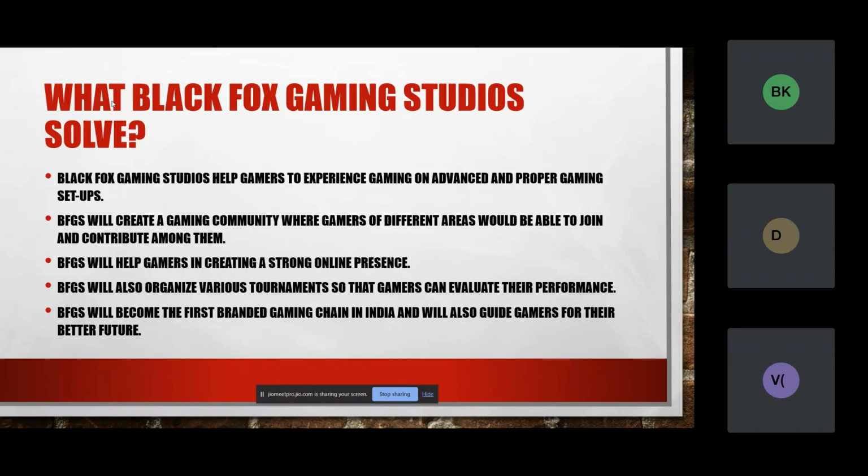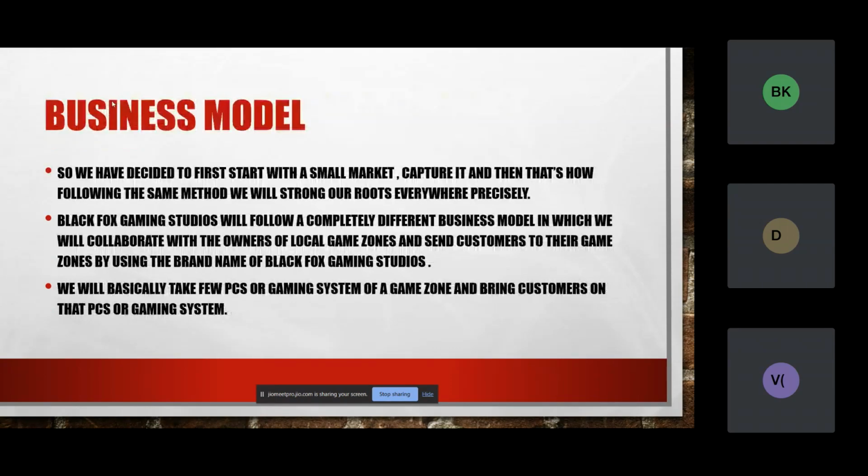Like we have gaming shops nearby. So we will coordinate with them and create a franchise business model so that each and every gaming shop can be converted into a branded gaming shop, for which is the Black Fox Gaming Studios. And that's how we will spread across India and grow our community in gaming.